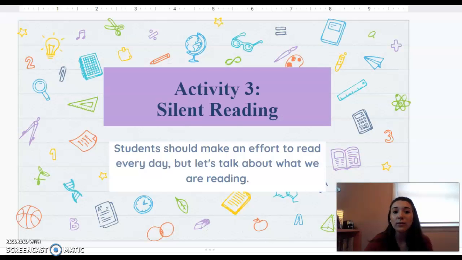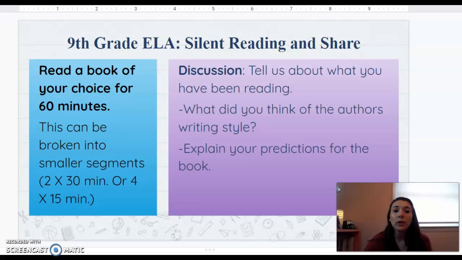Activity 3 is silent reading. Read a book of your choice for 60 minutes. This can be broken into smaller segments, which would be 2 30-minute segments or 4 15-minute segments. I would like you in our discussion to tell us about what you are reading, what you think of the author's writing style, and then make some predictions about what you think will happen later on in the story.